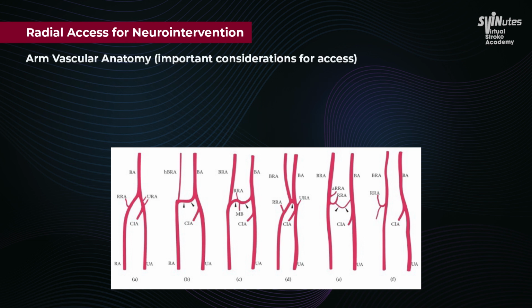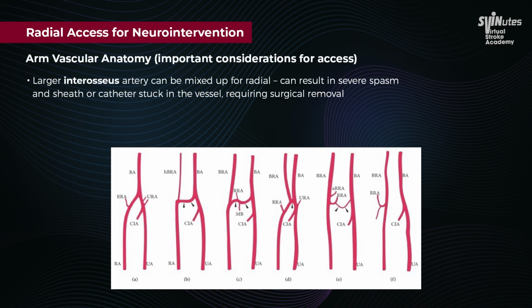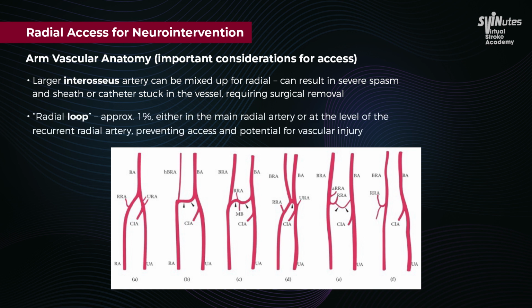A less common variant involves a larger common interosseous artery, which rarely can be mixed up for the radial artery, and placement of a sheath or a catheter can result in severe spasm or retained catheter in the vessel, even sometimes requiring surgical removal in rare cases. Radial loop, which is present in approximately 1% of the population, either in the main radial artery or at the level of the recurrent radial artery, can prevent successful radial access and may pose a potential for vascular injury.